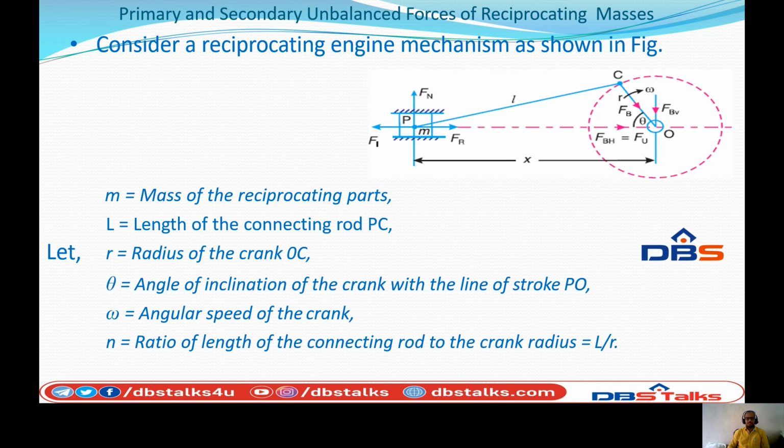Now calculate the primary and secondary forces of the unbalanced force. Consider the same reciprocating mechanism, and the mass of the reciprocating parts as m. L is the length of the connecting rod and r is the radius of the crank OC, and theta is the angle of inclination of the crank with the line of stroke, that is PO. Omega is the angular speed of the crank, and n is the ratio of the length of the connecting rod to the radius of the crank, that is L by r.